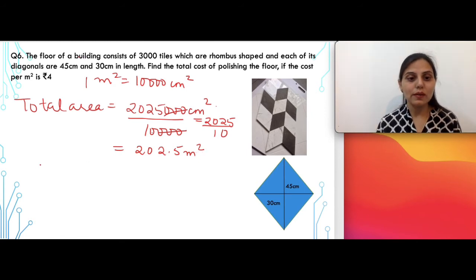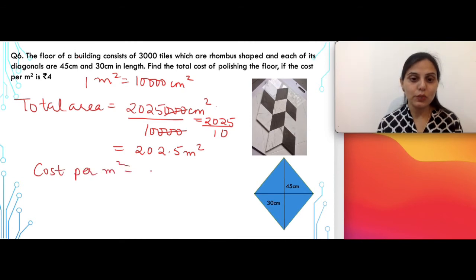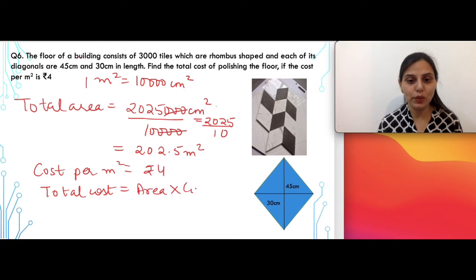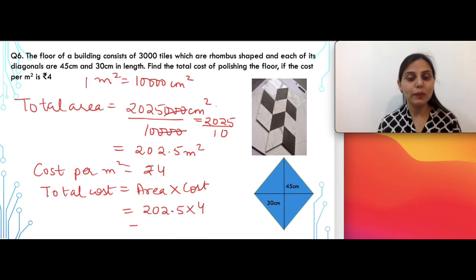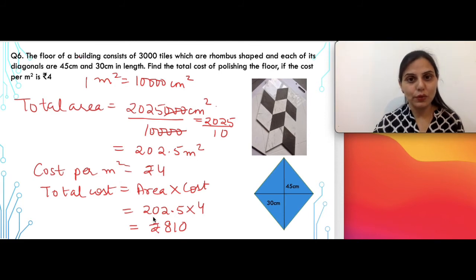Now the cost per meter square is given in the question, which is equal to rupees 4. When we need to find the total cost, we need to multiply the area with the cost which is given per meter square, or in this case it is 202.5 multiplied by 4. So when you multiply these two, you'll get the answer as 810. And since we have done this kind of question earlier also, since it's a cost, the units will be in rupees. Let's see the step-by-step presentation of the solution.